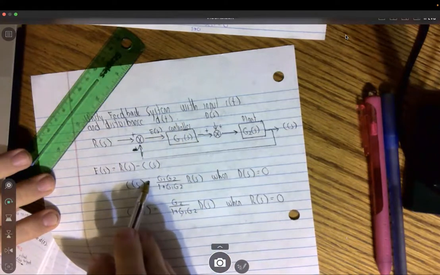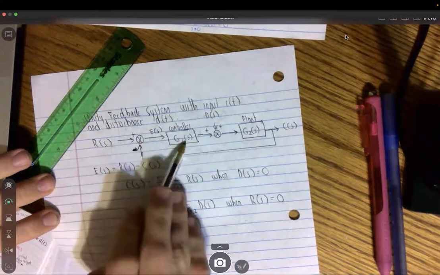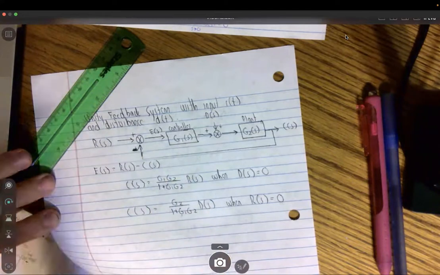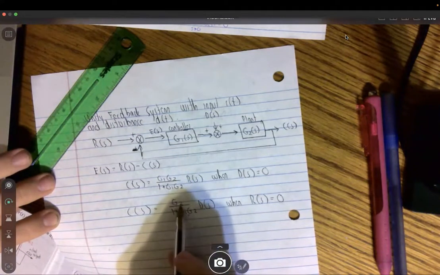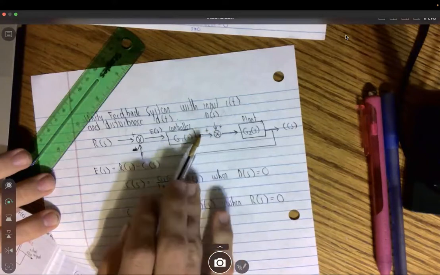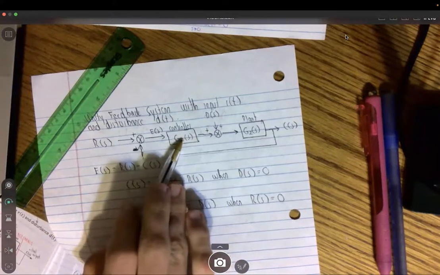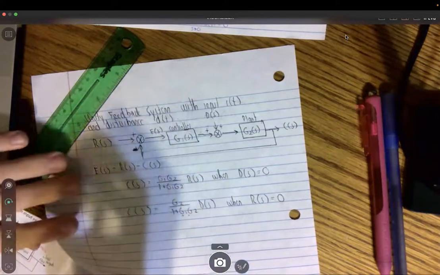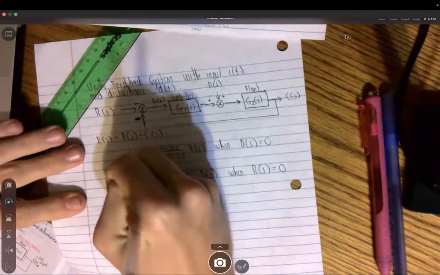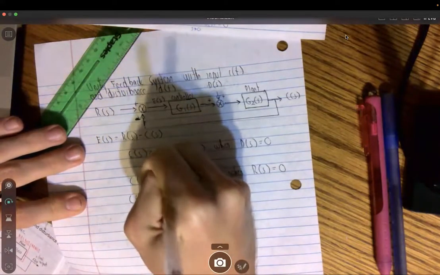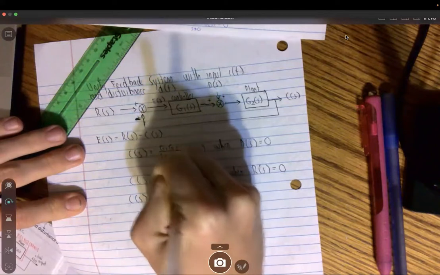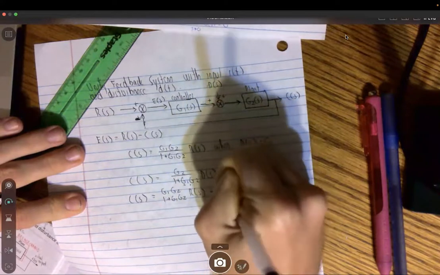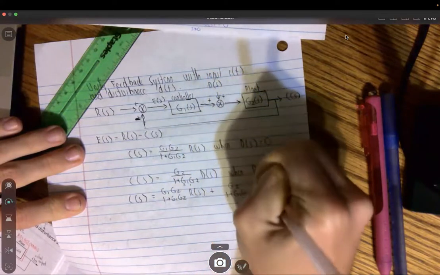And the other one, you notice when we just had the ramp, these two were both in your open loop gain. They weren't in the feedback. That's why here we have no G1 in the numerator, because D of S came after the G1 of S. So it treats G1 as in the feedback path, and that's why it's only in the denominator here. And so our C of S, remember, is the superposition of the two. So it's going to be G1 G2 all over 1 plus G1 G2 times R of S, and then plus G2 all over 1 plus G1 G2 times D of S.